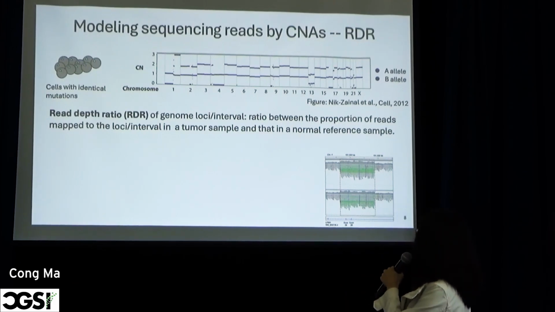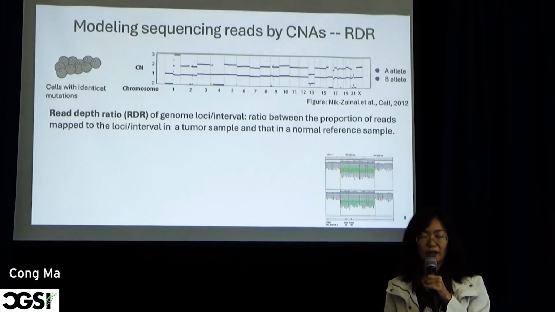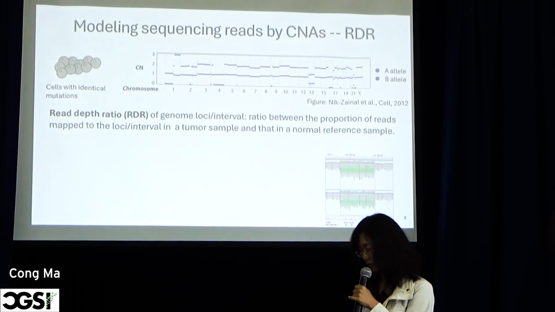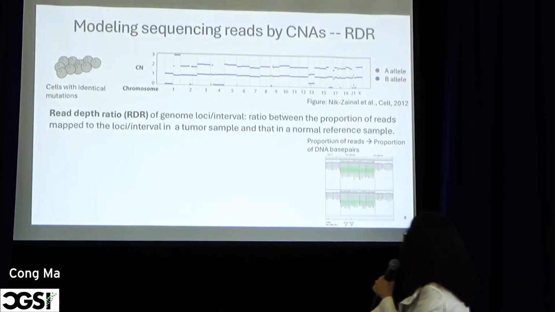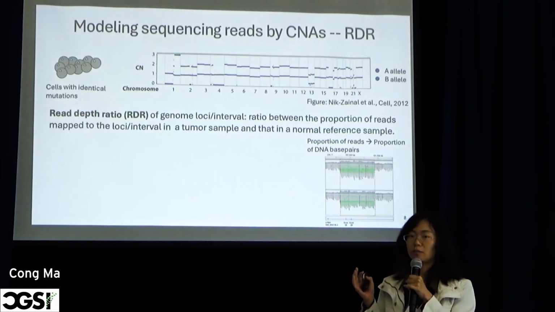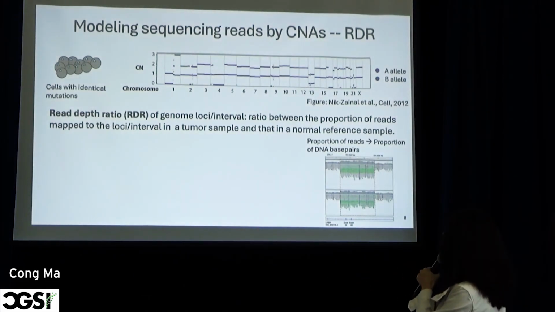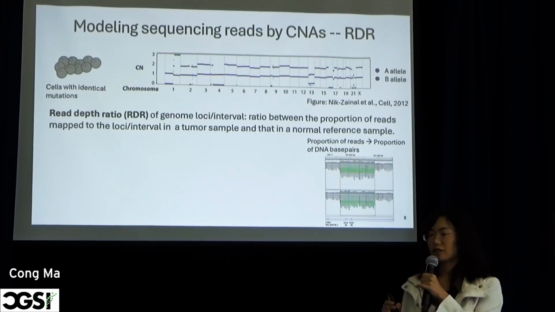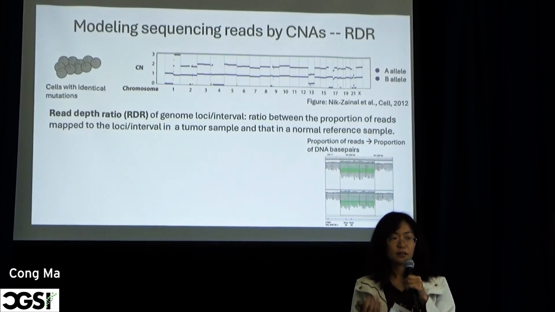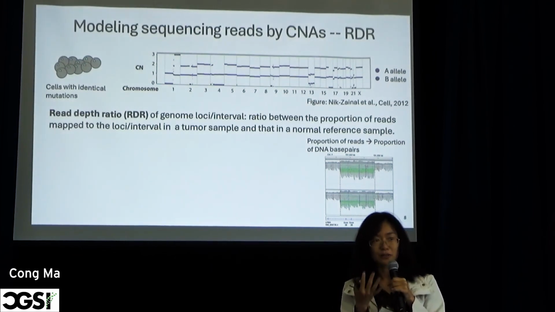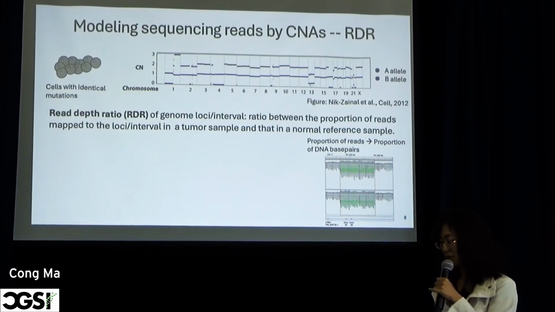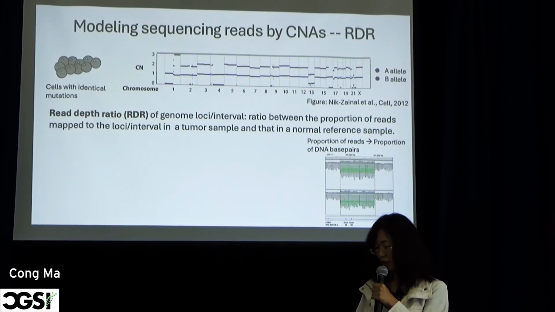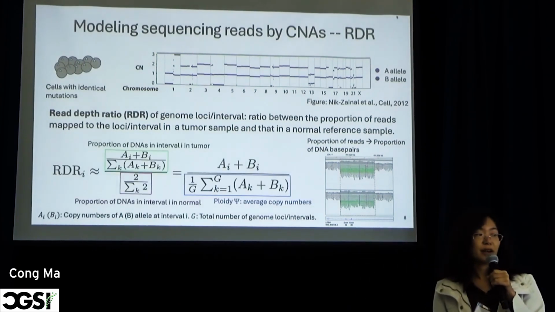And so we use the word proportion because we're trying to avoid the complication from different numbers of total sequencing reads, or library sizes. If we have a large number of sequencing reads, the proportion of the reads will converge to the proportion of DNA base pairs, which is also indicated by the copy number of that DNA region. And so we can relate this read depth ratio, RDR, with the copy number in the DNA that we are trying to infer.